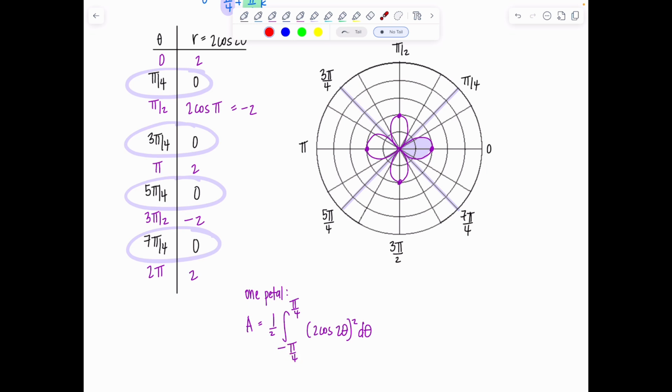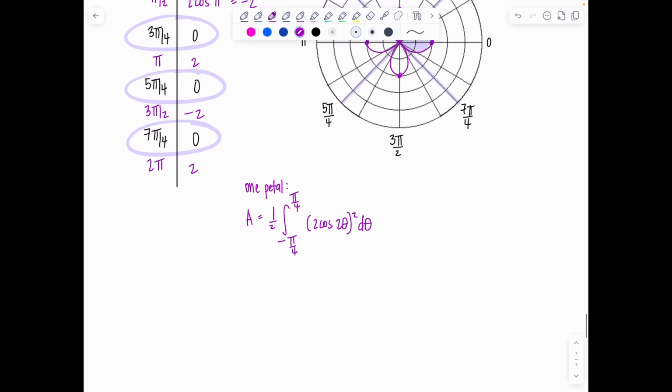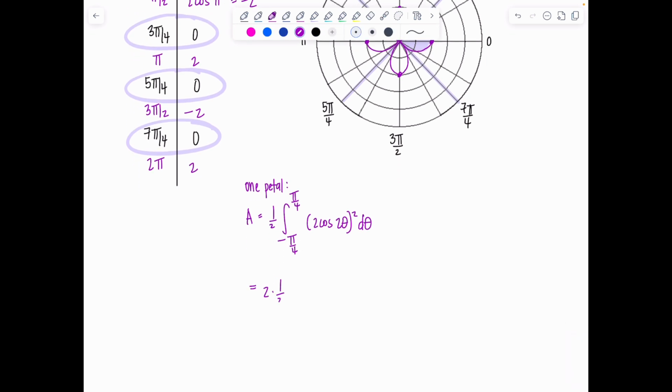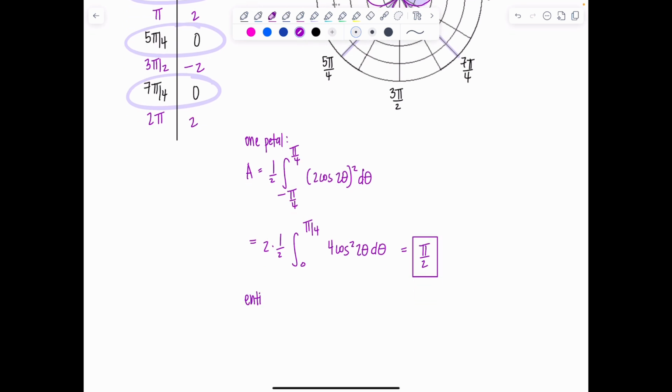And then obviously, don't be mean to yourself. Change this to 0 and double it. So then you just have 2 times 1/2, integral from 0 to pi over 4 of 4 cosine squared 2 theta d theta. And then from here, it should be run-of-the-mill. We've done a bunch now. This is pi over 2, okay? And then the area of the entire graph would be 4 times pi over 2, which is 2 pi.